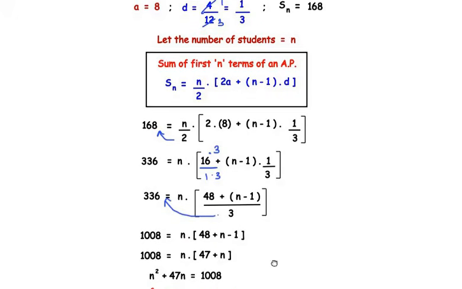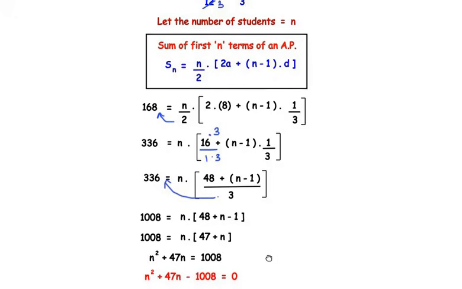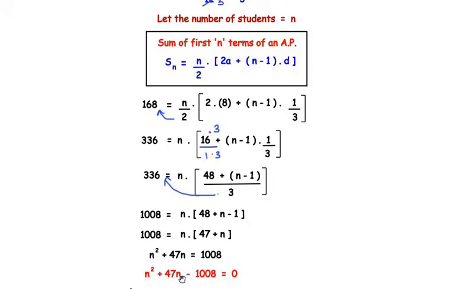So here n multiplies with n giving us n square, plus n multiplies with 47 giving us 47n, is equal to 1008. Now taking 1008 on the other side of the equal to sign, we get the equation as n square plus 47n minus 1008 equal to 0.